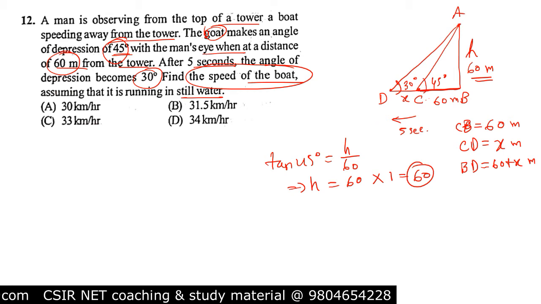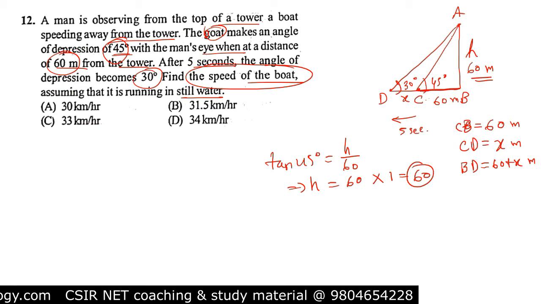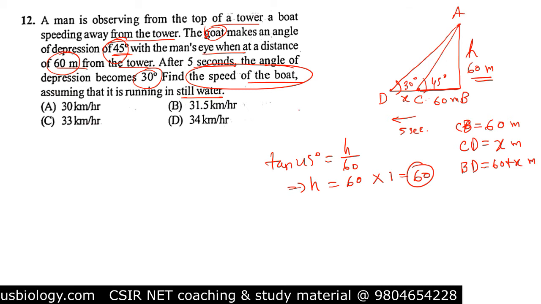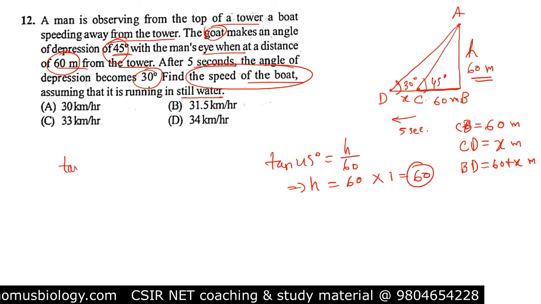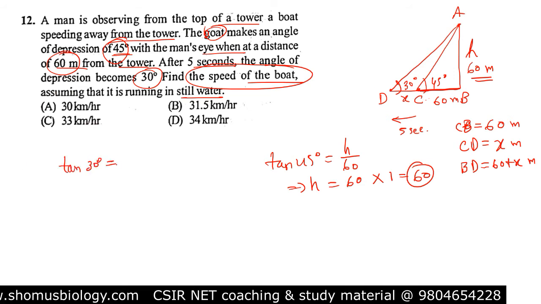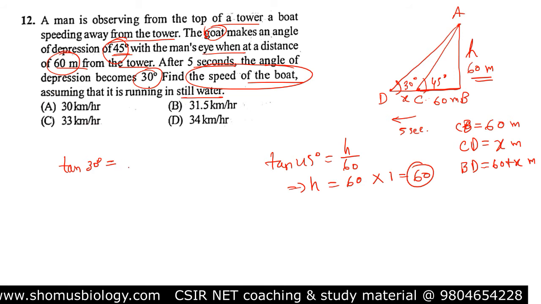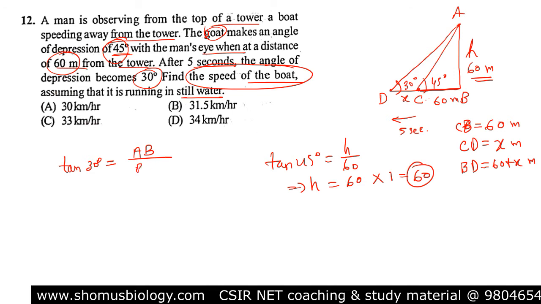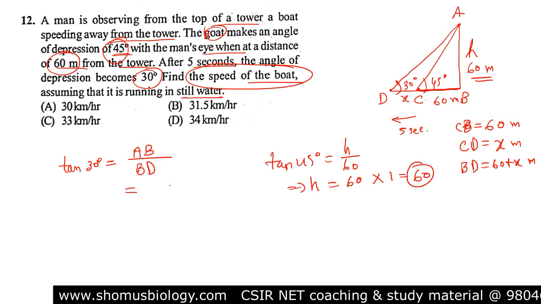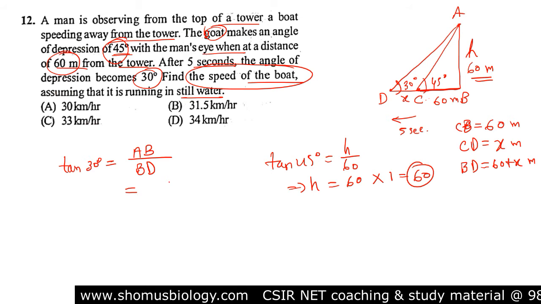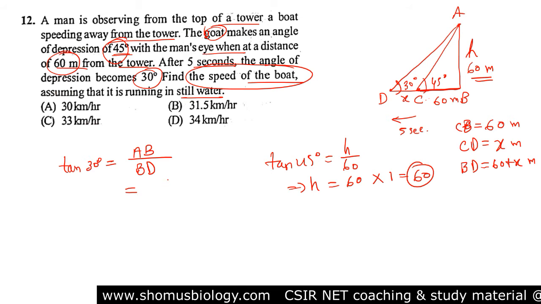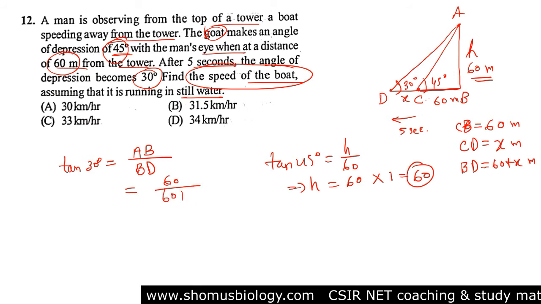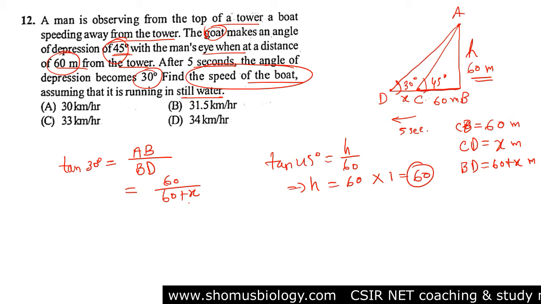That is the very first idea here. So the next, this angle is done for the smaller triangle, 45 degree angle of depression, that is done. Now for the bigger triangle, again we'll write tan 30 degree equals to AB by BD. What is AB here? The value of AB we already found, that is 60 by BD. What is BD? BD is 60 plus X. So 60 by 60 plus X.